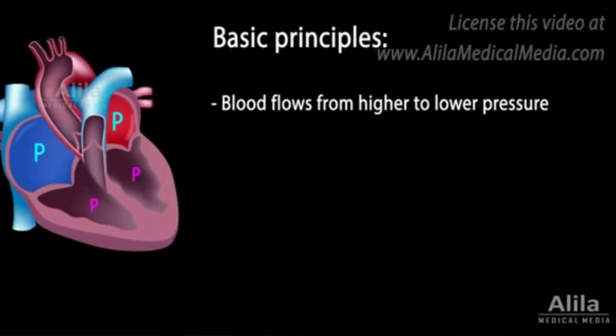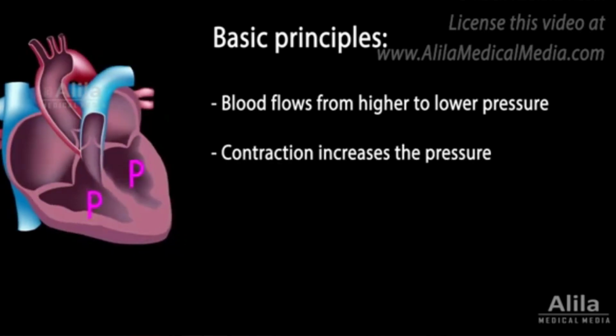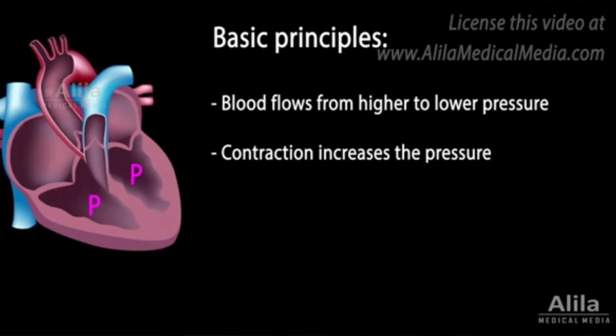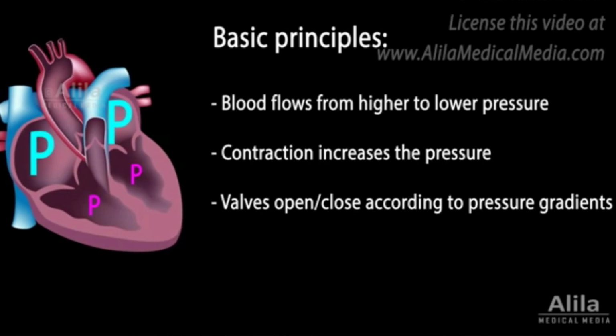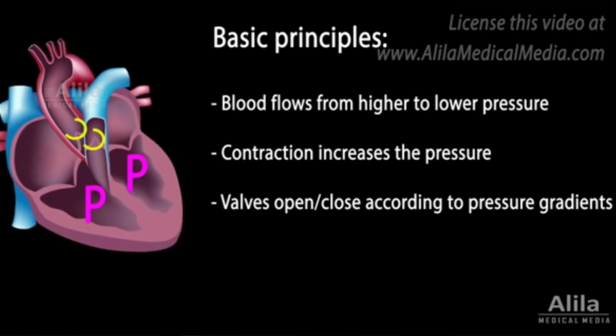Remember that always blood flows from the region of higher to lower pressure. Contraction increases the pressure in the cardiac chamber, while relaxation lowers the pressure. Auriculoventricular valve opens when the atrial pressure is higher than the ventricular pressure. Similarly, the valves close when the pressure gradient is the reverse.